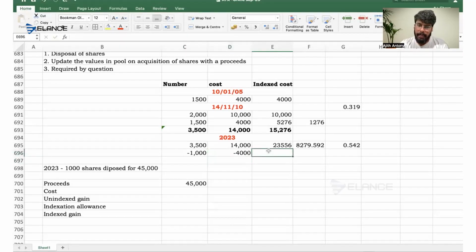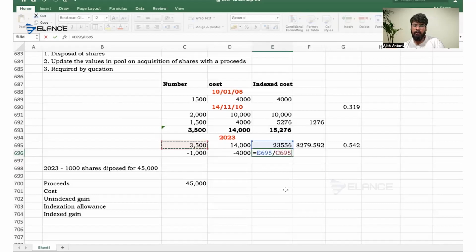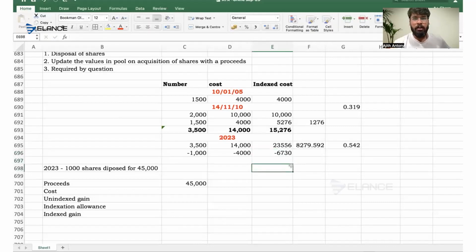അതേപോലെ 1000 ഷെയറിന്റെ ഇൻഡെക്സ്ഡ് കോസ്റ്റും കണ്ടുപിടിക്കണം. ഇൻഡെക്സ്ഡ് കോസ്റ്റ് ഇങ്ങനെ തന്നെയാണ് കണ്ടുപിടിക്കുക. 3500 ഷെയറിന്റെ ഇൻഡെക്സ്ഡ് കോസ്റ്റ് ആണ് 23,556. 23,556 ഡിവൈഡഡ് ബൈ 3,500. അത് ചെയ്യുമ്പോൾ ഒരു ഷെയറിന്റെ കോസ്റ്റ് കിട്ടി. ഇൻറ്റു 1000. 1000 ഷെയറിന്റെ കോസ്റ്റ് 6730. 6730 ആണ് 1000 ഷെയറിന്റെ ഇൻഡെക്സ്ഡ് കോസ്റ്റ്. ഓക്കെ, അപ്പൊ അങ്ങനെയാകുമ്പോൾ നമുക്ക് വിറ്റ 1000 ഷെയറിന്റെ കോസ്റ്റും കിട്ടി, ഇൻഡെക്സ്ഡ് കോസ്റ്റും കിട്ടി.